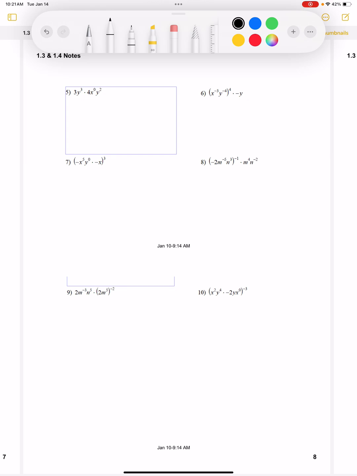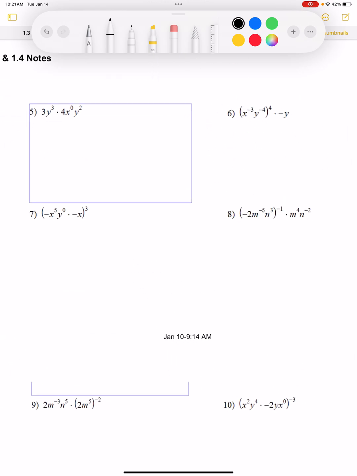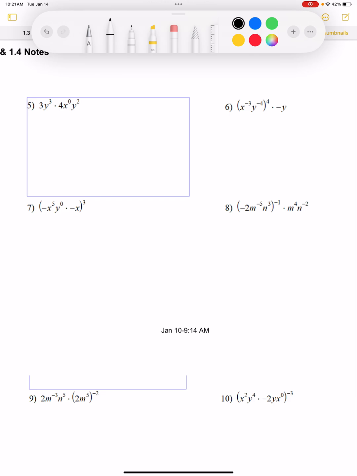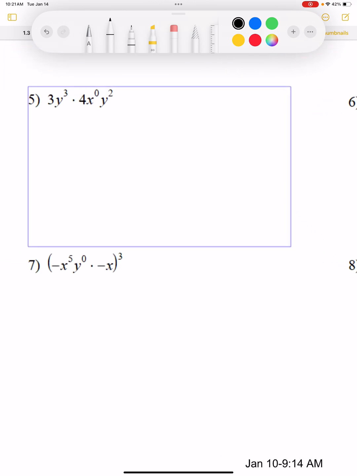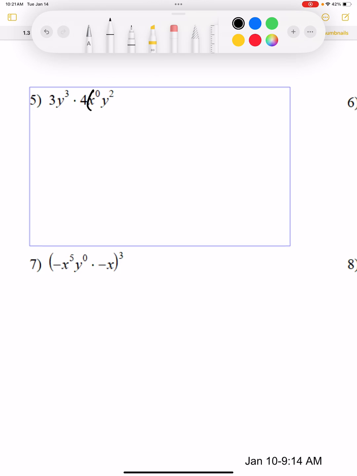Yeah, let's do some more. So 3y to the 3rd times 4x to the 0, y squared. So x to the 0, right? That just becomes 1. So we got 3 times 4 is 12. And then y cubed times y squared is y to the 5th.